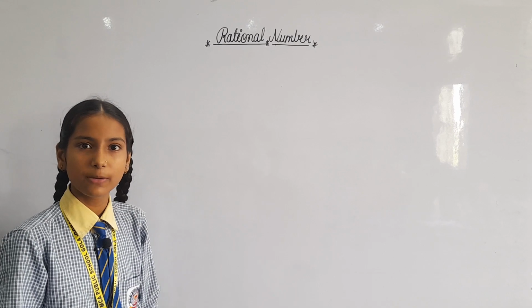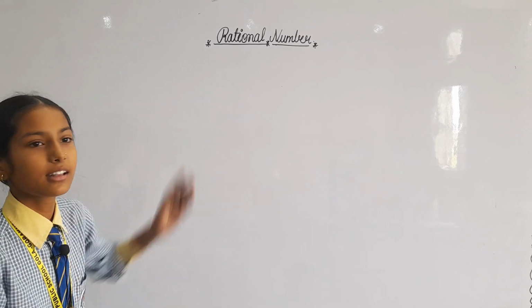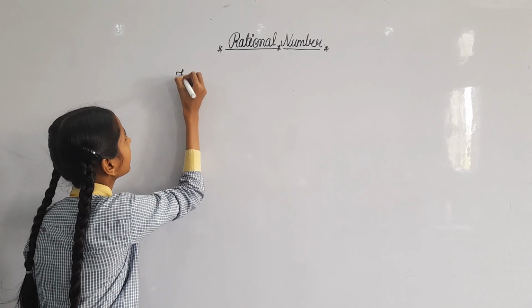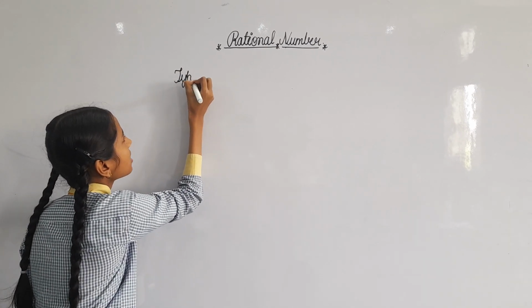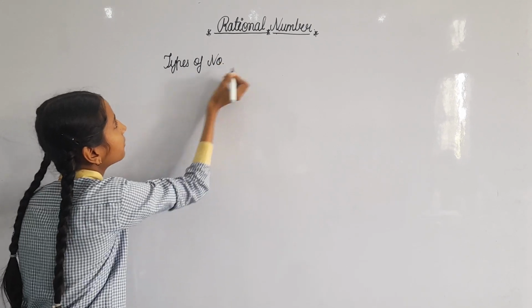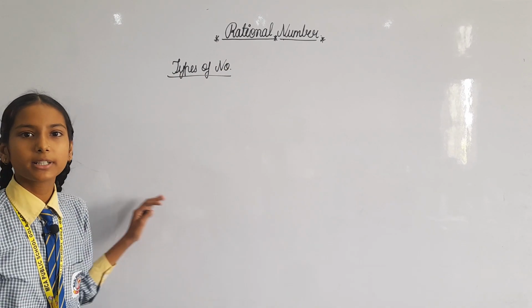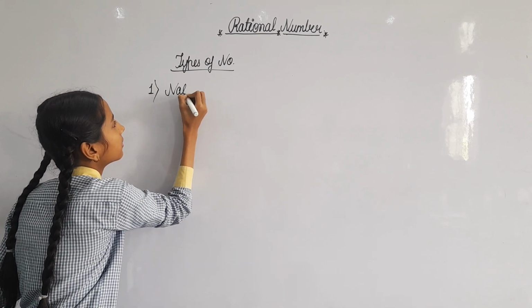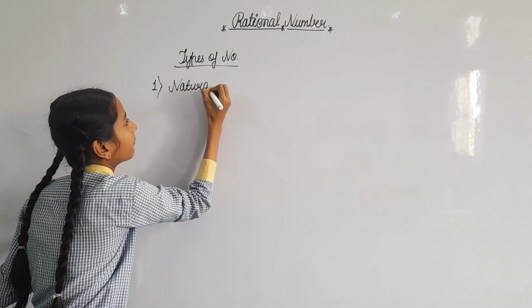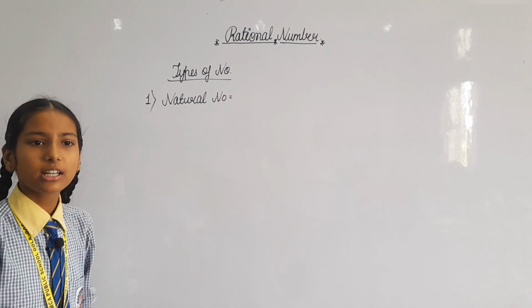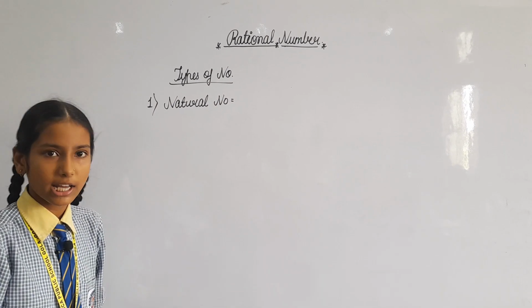Now I am here to represent a topic which is rational number. Before knowing about what is rational number, we have to know what are the types of number. So in types of number, firstly we have to know what is the natural number. Definition of natural number is all counting numbers are called natural number.